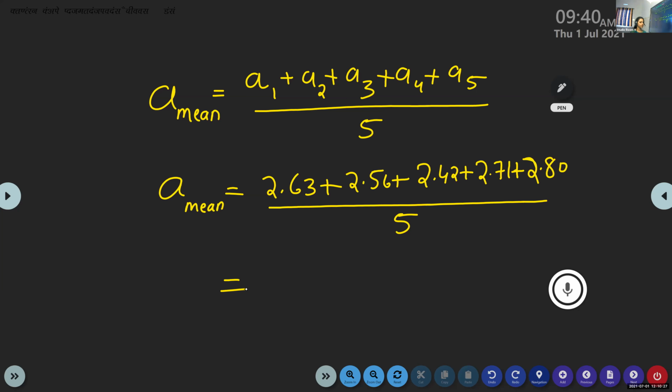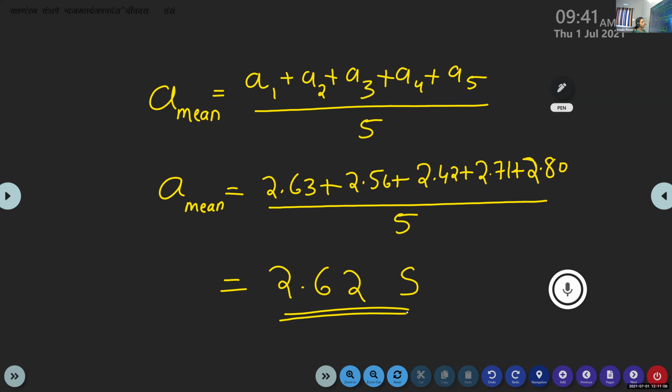Yes, Aditya, did you get the answer? 2.60. Is it right? What about others? 2.62. One more. Is there any other value? 2.624, so 2.62. So here the arithmetic mean is 2.62 seconds.